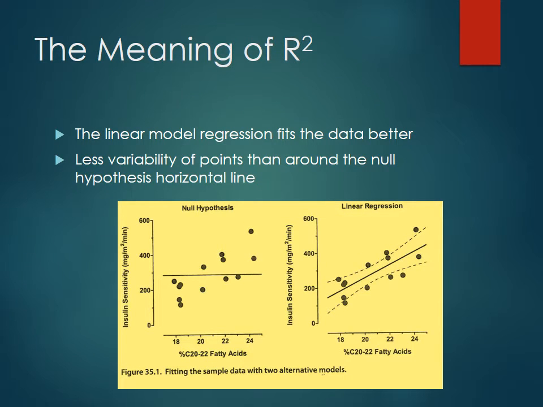So again, the meaning of R-squared is that the linear regression model fits the data better, and it will have less variability of the points around the line than around the null hypothesis horizontal line. If you were to measure the distance between all of those points and the horizontal line, that sum would end up being bigger than if you were to measure the distance between the best fit line and those data points, right? That's the idea: the best fit line has shorter distances between the data points and the line itself.